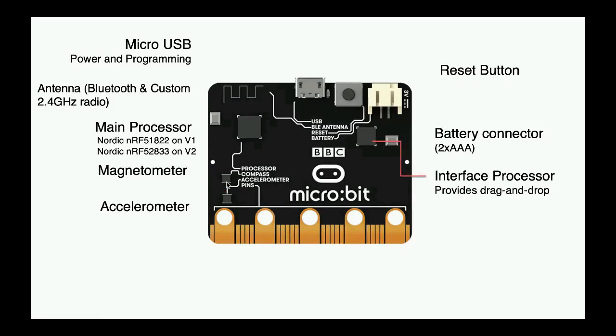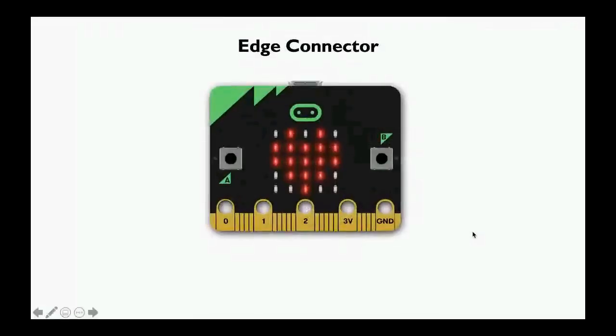And then we get on to a really important piece of what the microbit is, this interface processor, which provides drag and drop programming. So this is connected to USB and to the NRF51 or 52 device. And this is what gives the microbit its extreme ease of use, because it means that when you plug the microbit in, this interface processor, no matter what's running or crashed or broken on this main processor, presents a USB mass storage device interface.